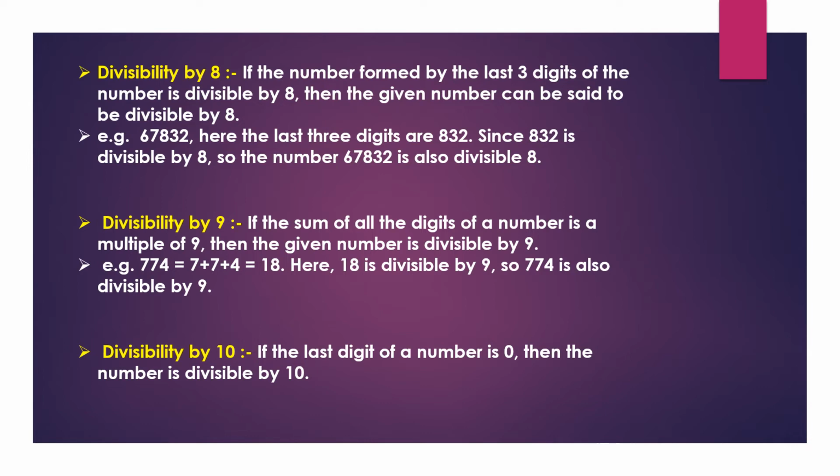Now checking for the divisibility by 10. If the last digit of a number is 0, then the number is divisible by 10. For example, 20, 30, 40, 50, 500, 600, 700. These are the examples.